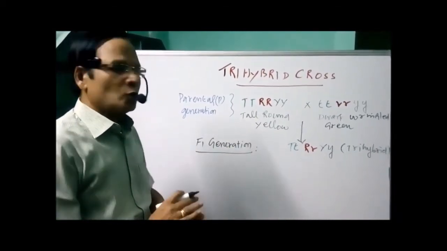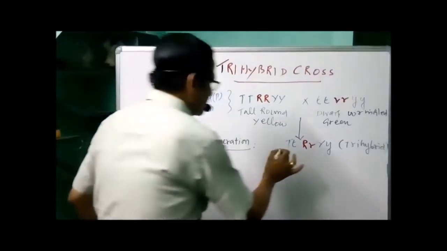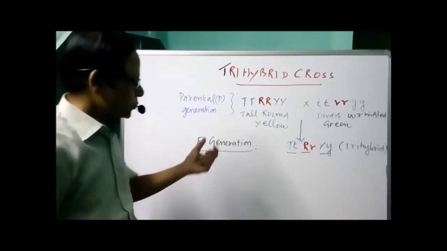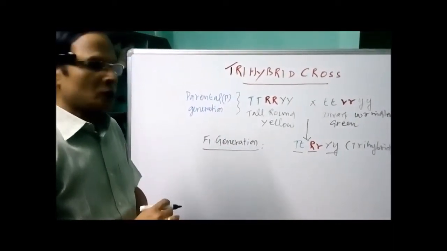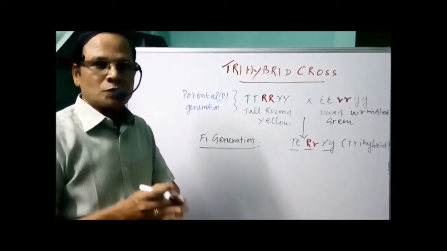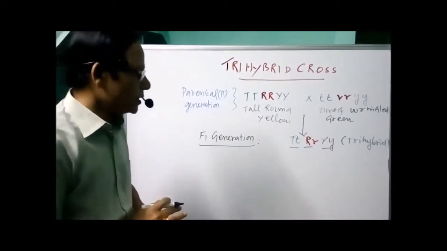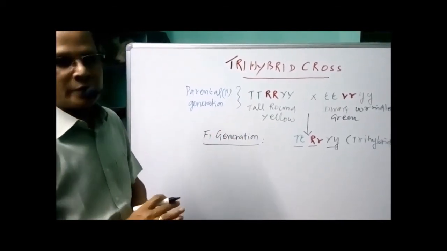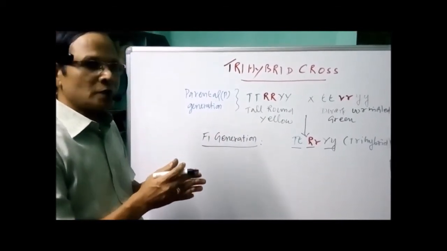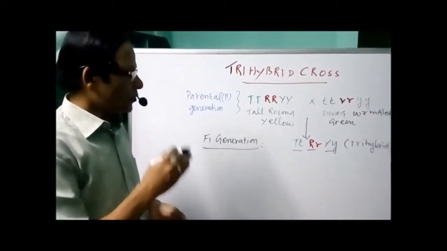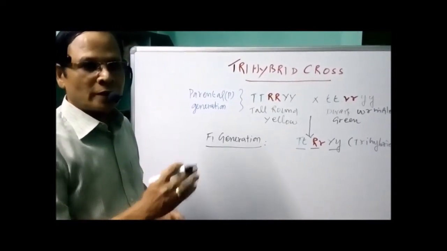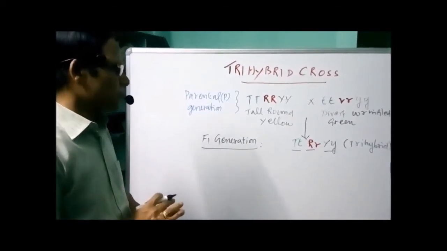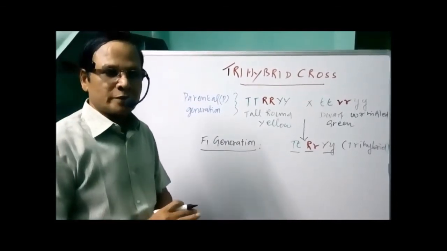Now here we have three pairs of genes differing, or we have 2 alleles for each character. So a monohybrid individual produces 2 gametes. A dihybrid individual produces 4 gametes. Now the trihybrid produces 8 gametes. So the number of gametes produced is increasing geometrically, from 2 for monohybrid, 4 for dihybrid, and then 8 for trihybrid. Now what are the gametes produced? How to remember those gametes?